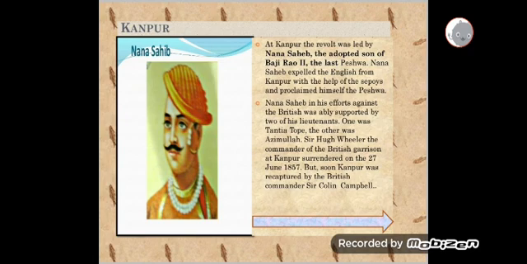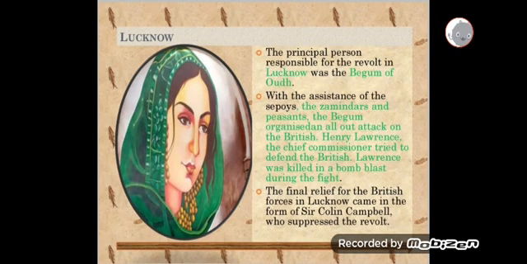Hugh Wheeler, the commander of the British garrison at Kanpur, surrendered on the 27th June 1857. But soon Kanpur was recaptured by the British commander Sir Colin Campbell. After that, the revolt spread over Lucknow. The principal person responsible for the revolt in Lucknow was the Begum of Oudh.